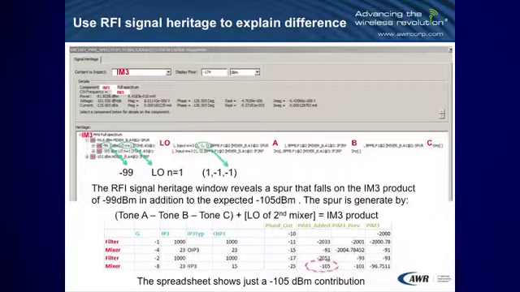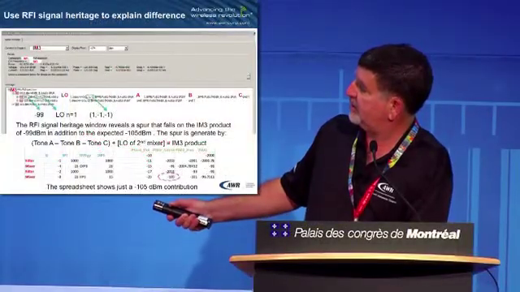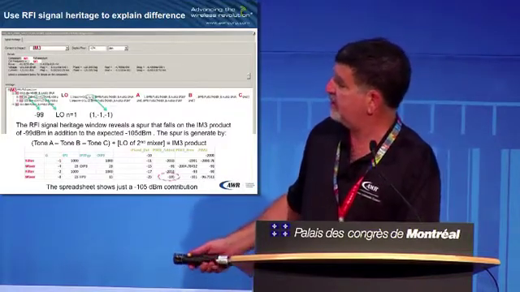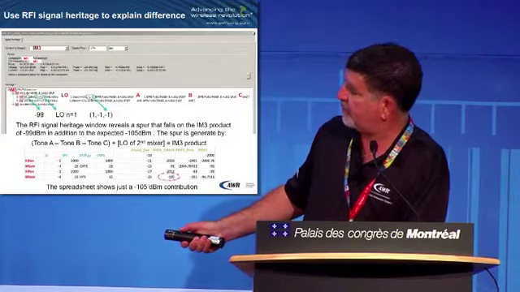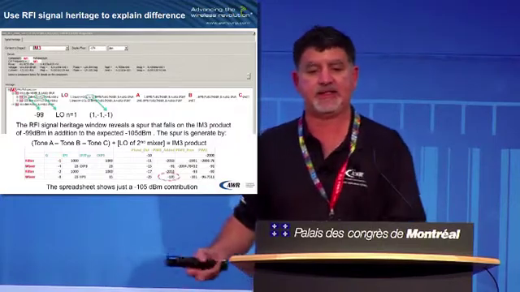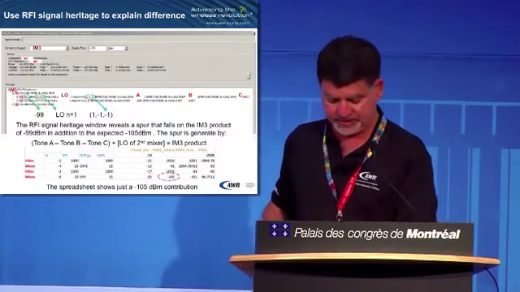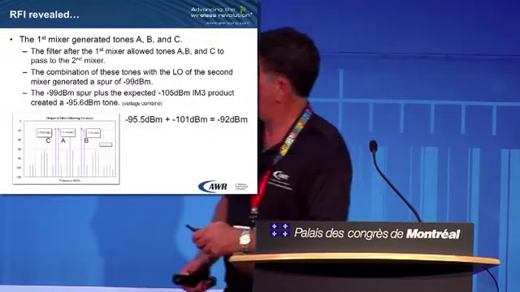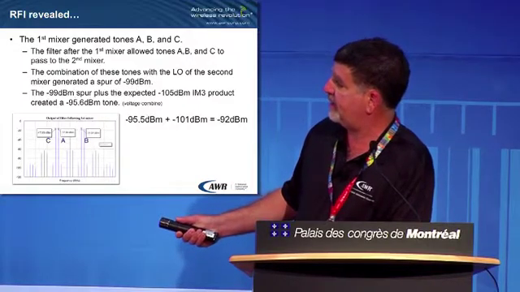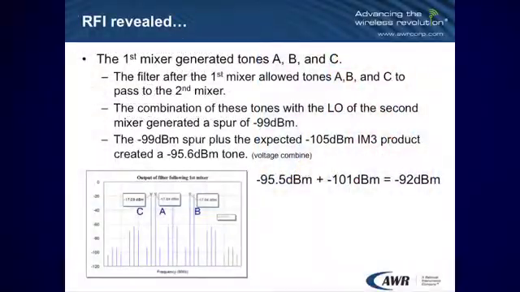Note, I don't have any frequencies labeled, but there's a combination of tone A, tone B, and C in the index of 1 on the first LO. So the combination of A minus B minus C plus the LO is causing that value, the minus 105 dBm, to be minus 99 dBm. That's what VSS calculated. Something folded over into that third order intermodulation product. So voltage combined, minus 95.5 dBm plus minus 101 dBm is minus 92 dBm.